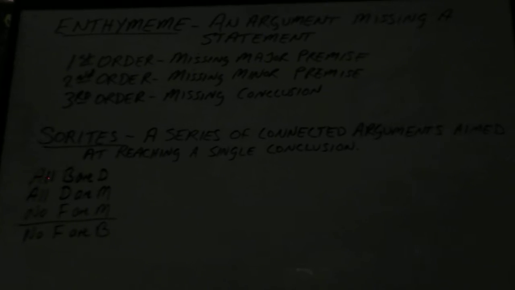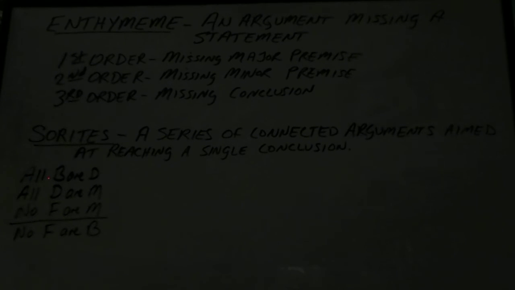Okay. The other thing that we're going to look at, and the more important thing, is what's called a sorite. A sorite is a series of linked or connected arguments that is building towards a singular conclusion. Now, when this happens, what you're going to need to do is to break the argument down into its individual parts and test each part individually.